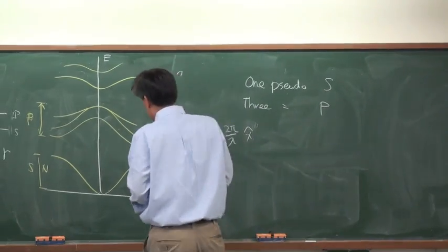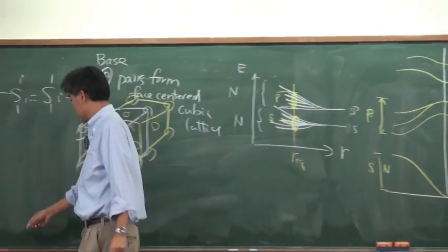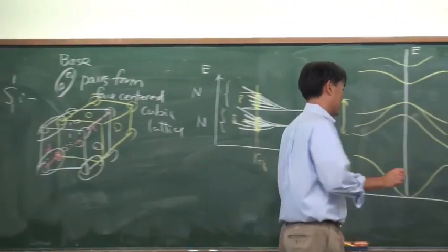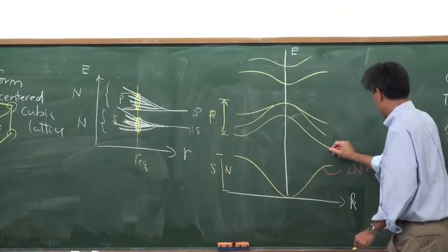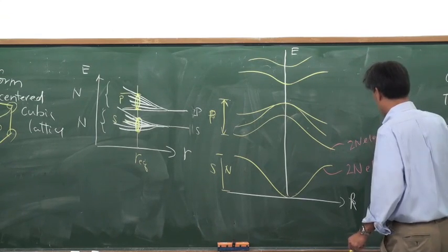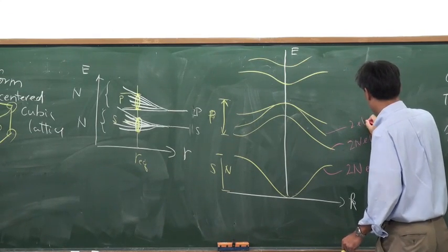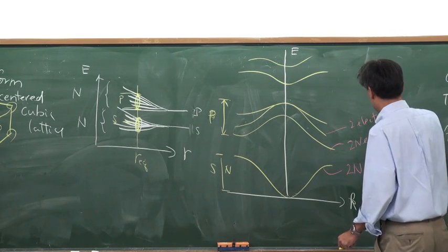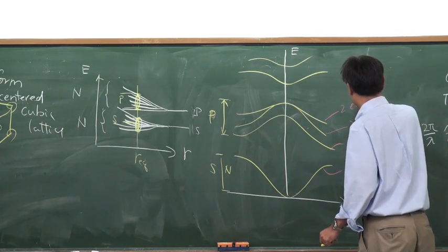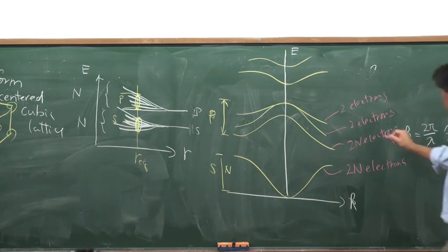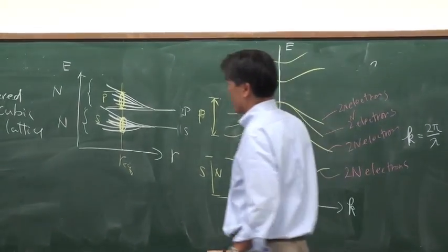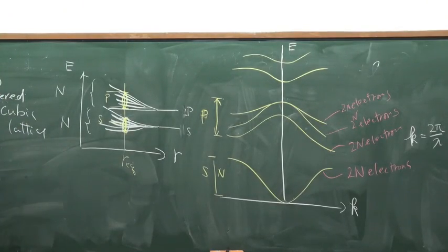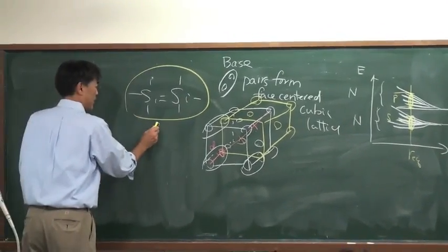So in fact, I can pack 2n electrons here, 2n electrons here, 2n electrons here, and 2n electrons here. Okay? And how many electrons do we have? In each basis, we have 8 electrons.